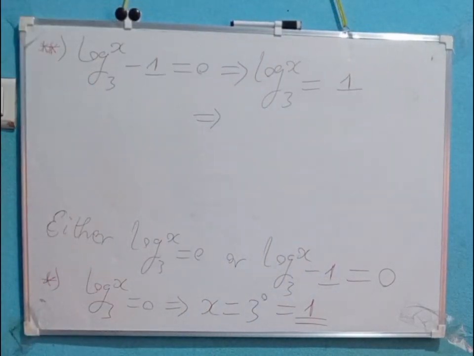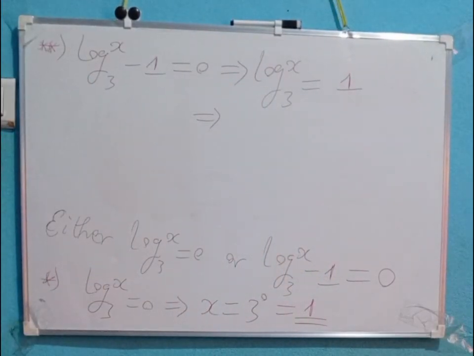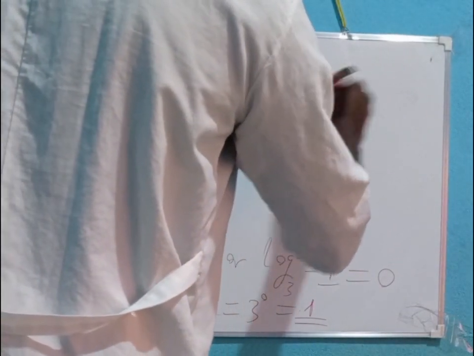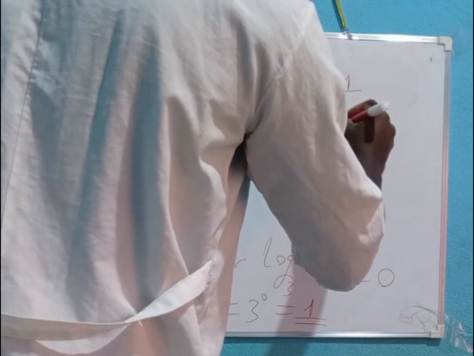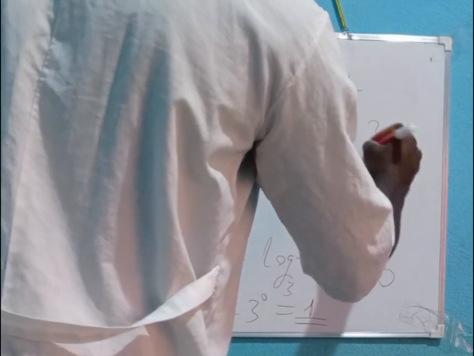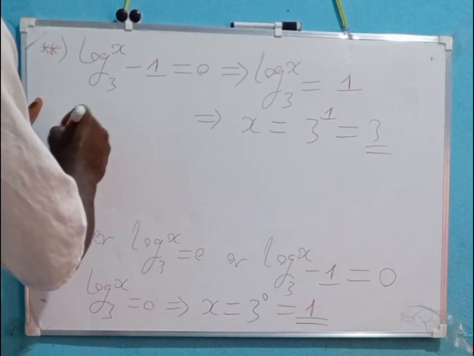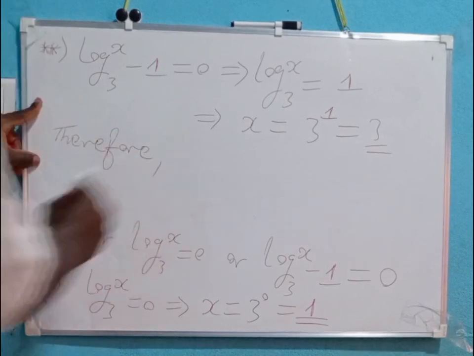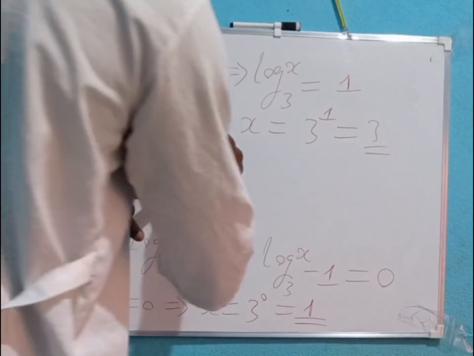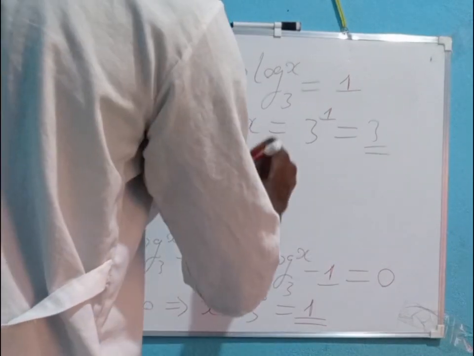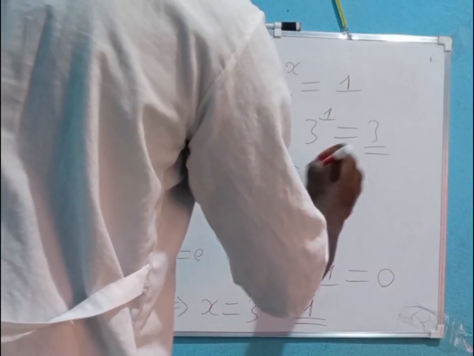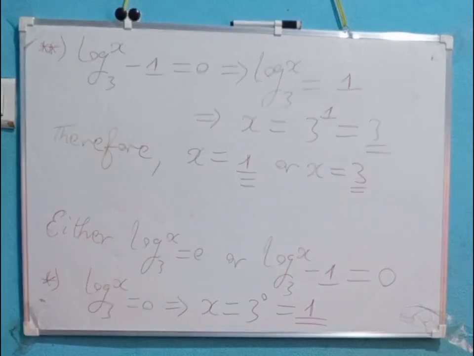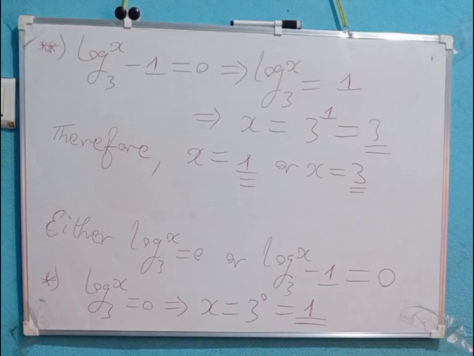Then if we change from logarithmic form to index form, x will simply be equal to 3 raised to the power 1, and 3 raised to the power 1 is simply equal to 3. Then we conclude, therefore, the logarithmic equation has solutions x equal to 1 or x equal to 3, because x cannot take two values at the same time. We are done with the solution.